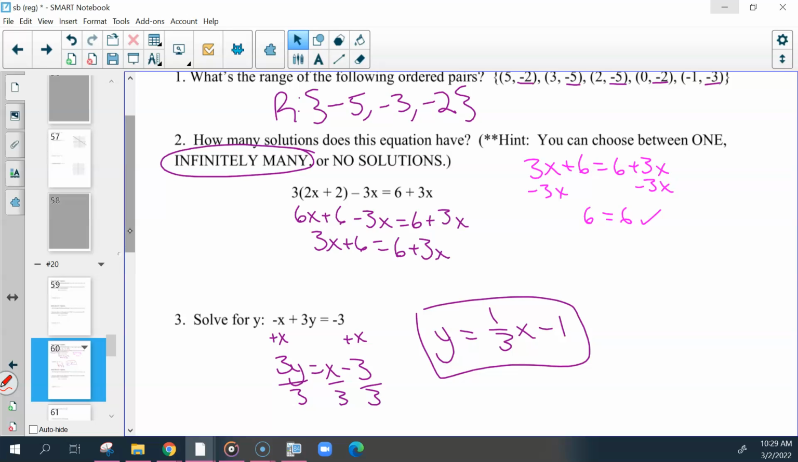If you didn't stop there and you kept going, let's say you solved it this way, subtracted 3x on both sides, you get 6 equals 6, which is a true statement. So that would be infinitely many solutions also. Questions on that one?